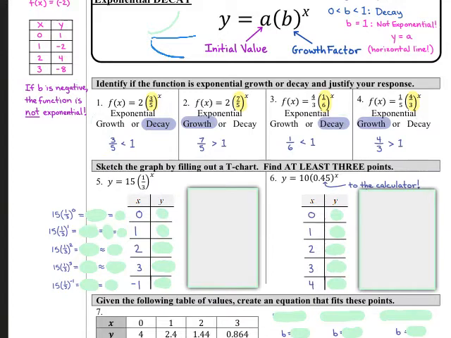Sketch the graph by filling out a T-chart. Find at least 3 points. Again, I'll do 5 with you. You can get your calculator out, try number 6, pause the video, and see how you did. Okay, number 5. Remember, when you're doing this, I picked -1 down here just to show you that you can use negative numbers for x, and certainly if you're using your calculator, it's no harder than any of this other work. But you want to pick values that are easy to use for x. You definitely want to pick whole numbers because you don't want to be putting fractions or decimals up in the exponent. That's going to make things messy.